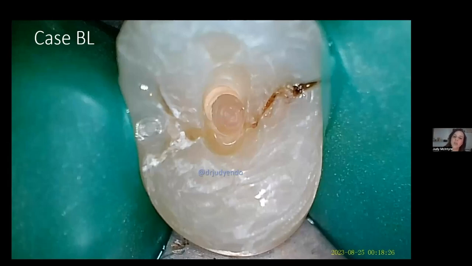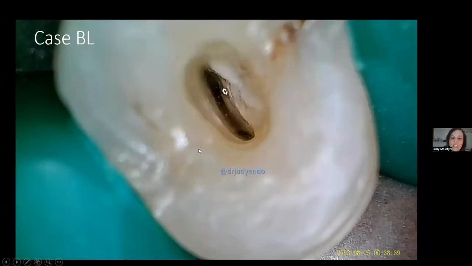Now, again, you can see this is not that, like, it's some staining on the marginal ridge. And I started the access, and there's maybe a small craze line. And yeah, he has a very stressful job. He admits to clenching and grinding. And so this is what I would just call a craze line. Again, not very impressive. But I went into the tooth and it was necrotic.